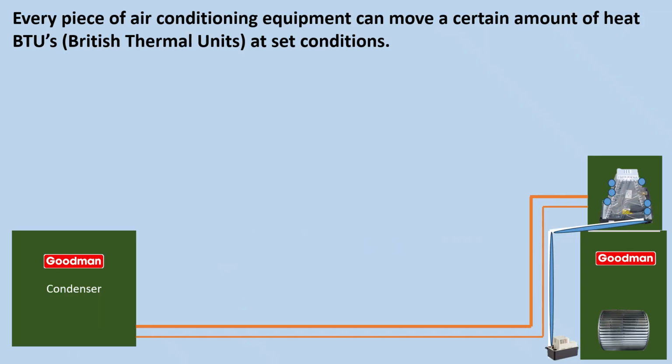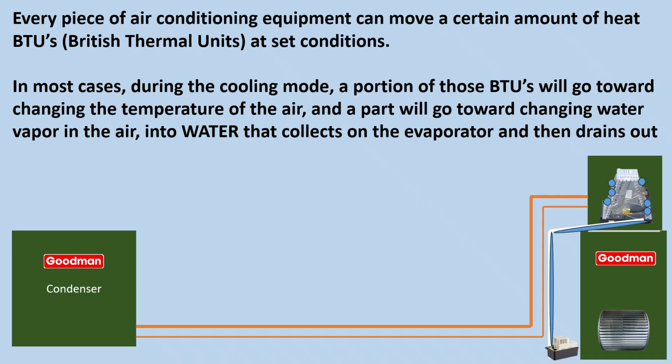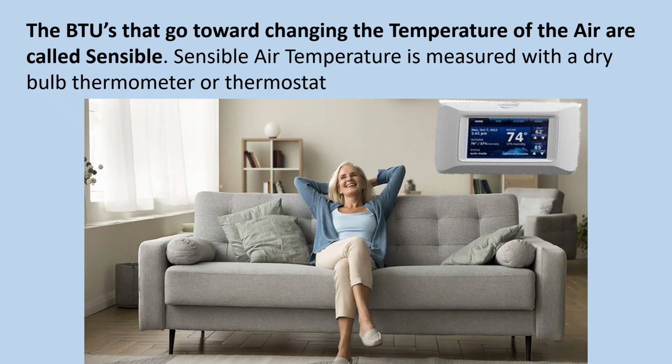Every piece of air conditioning equipment can move a certain amount of heat, BTUs, British thermal units, at set conditions. In most cases, during the cooling mode, a portion of those BTUs will go toward changing the temperature of the air, and a part will go towards changing water vapor in the air into water that collects on the evaporator and then drains out. The BTUs that go towards changing the temperature of the air are called sensible. Sensible air temperature is measured with a dry bulb thermometer or thermostat.